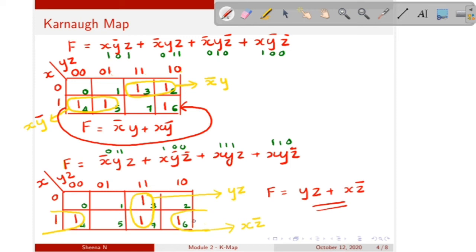This is the minimized Boolean expression. You should remember that the leftmost column and the rightmost column are adjacent to each other, so we can pair this and this one. That's an important point.